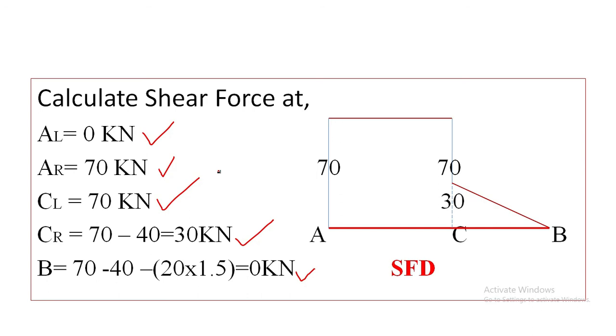So now draw the shear force diagram. While drawing the shear force diagram, first draw the ACB baseline, then 70 kilonewton. This is the vertical line of the 70 kilonewton.